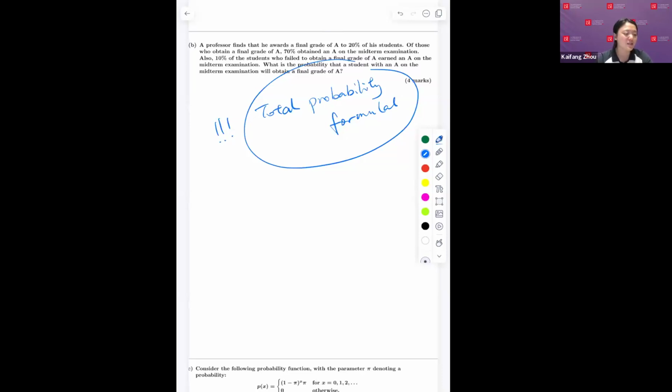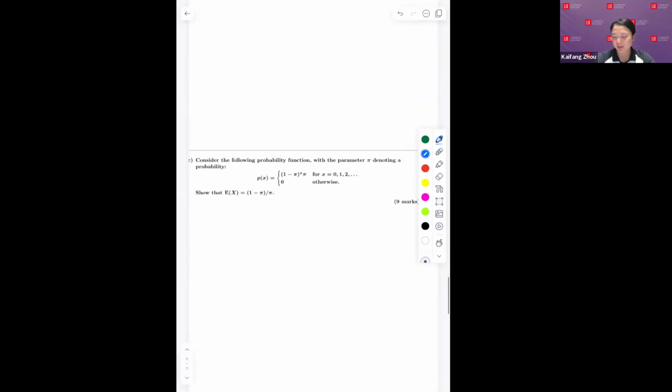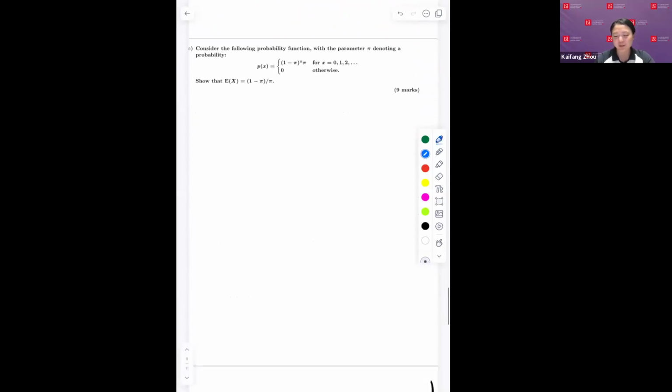Yeah, just go through a couple of questions. Okay. So in this case, for this question, you can simply apply this total probability formula directly to help you do the calculation. Okay, but I'm not going to go through this because I want to go through another tricky question, which is this one.